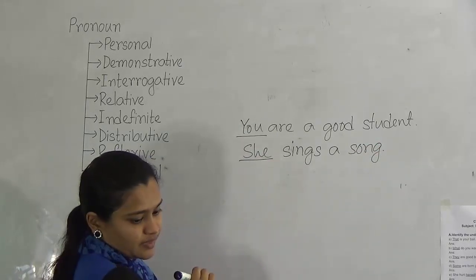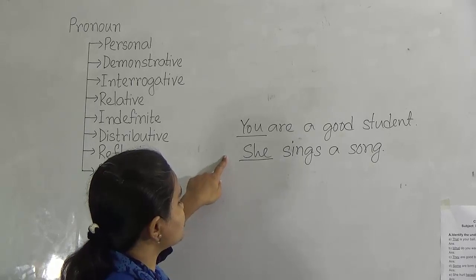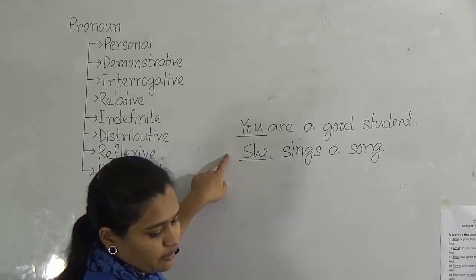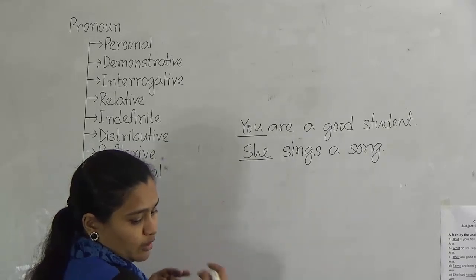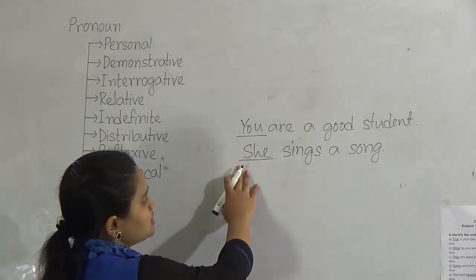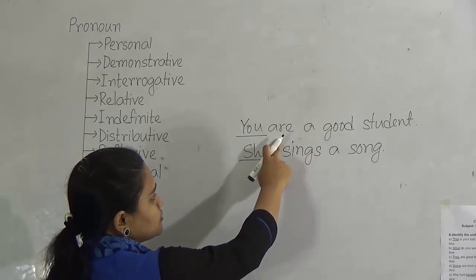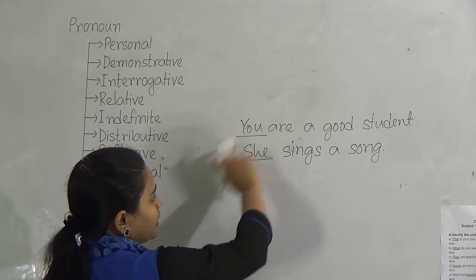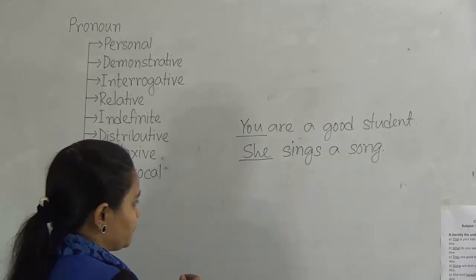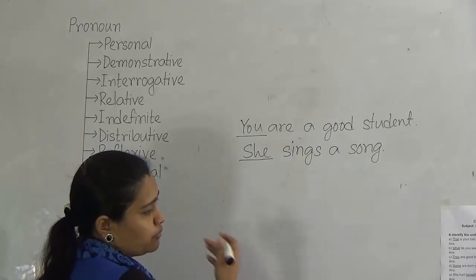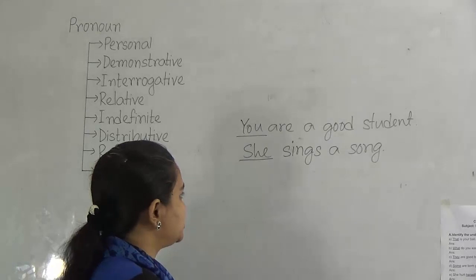Now look at these words, you, she. They are not nouns, they are pronouns, and they are used here instead of the proper noun, right? So what can we say? That personal pronouns are the pronouns which stand for the person. Now look, you are a good student. So this one is also a person, and this you is also a person, and now look, she sings a song. That means we refer to a person. So you will use personal pronouns to refer to the person. That means I, we, you, she, it, etc.